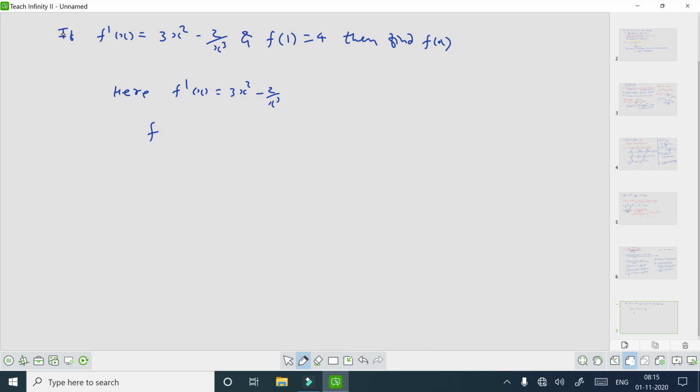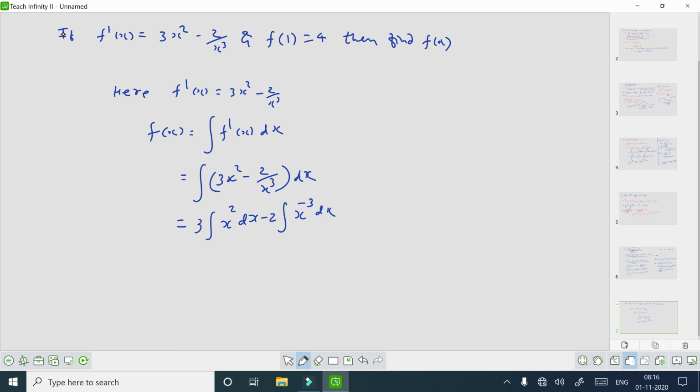So what is f of x? F of x is equal to integral of f dash x dx. Clear? So that is equal to integral of 3x square minus 2 by x cube into dx, and that is equal to 3 integral x square dx minus 2 integral x raised to minus 3 dx. So this comes out 3 into x cube by 3 minus 2 into x raised to minus 2 over minus 2 plus c. So what you get? x cube plus 1 by x square plus c. This is f of x.